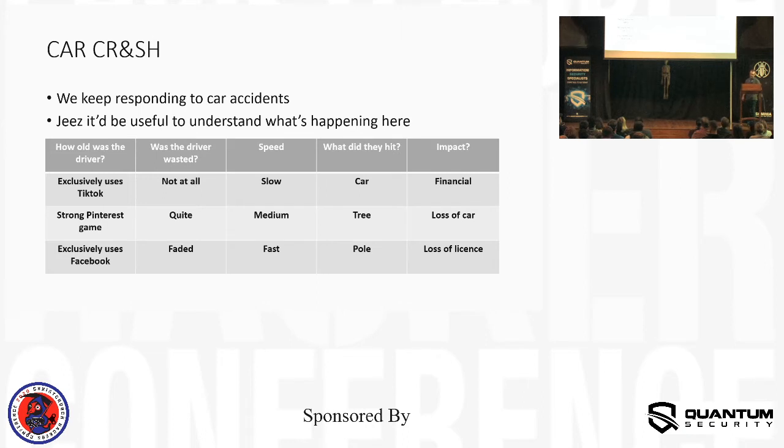Was the driver impaired? We have a test for fadedness. How fast were they going? Well, we can test that as well. But unfortunately, we don't have any way of mitigating against what they hit, right? We don't have a mitigation against a tree or a pole. And again, as defenders, we don't get to control the impact.